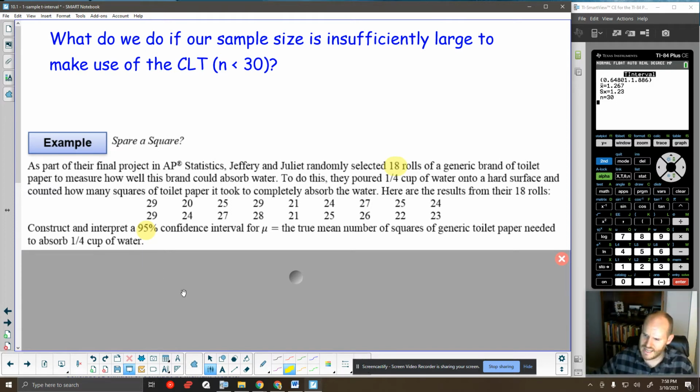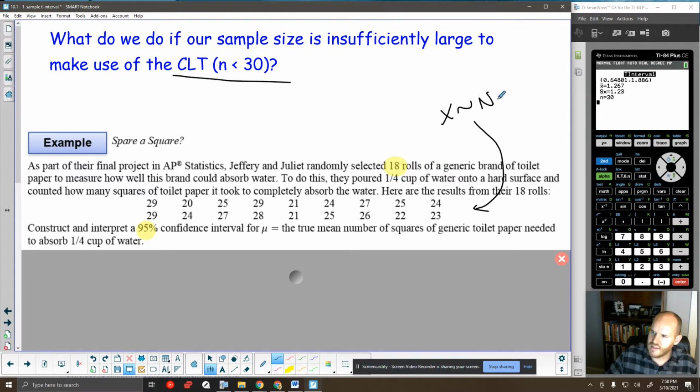Okay, so my snag here is that I only have 18 rolls, so I'm not going to be able to make use of the central limit theorem. So I have to know that this data is normally distributed. So does this data set give me reason to believe that it's distributed normally? If it's not, then I'm not going to be able to use the T procedures. So that's kind of the trick in this case.